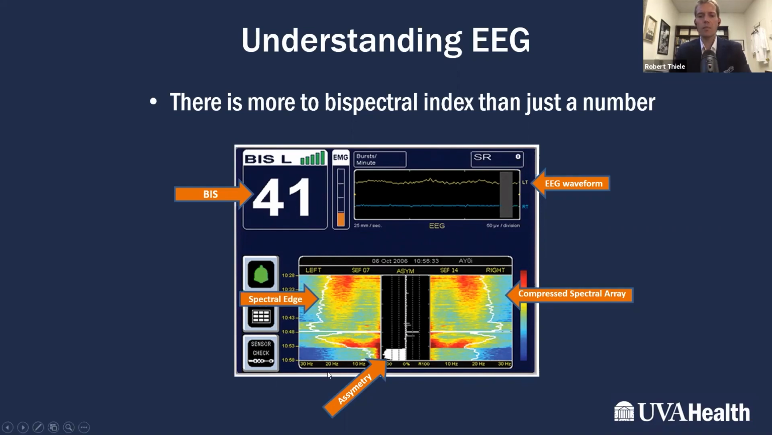And then on the bottom, you see this colorful graph, and that actually has 3 pieces of information. One is the compressed spectral array, which is a graphical depiction of the contents of the raw EEG waveform. Another is the spectral edge, which is that white squiggly line. I'll talk about what that means in a minute. And then in the bottom, in the middle, is the level of asymmetry. And you can see that for most of the case here, there's not a lot of asymmetry. The left and right side look the same, but when the monitor is initially placed on, there's some substantial differences between the two.